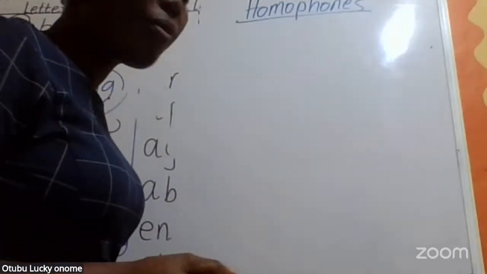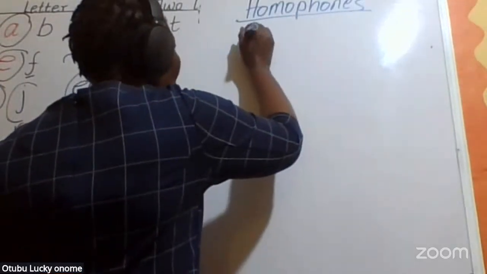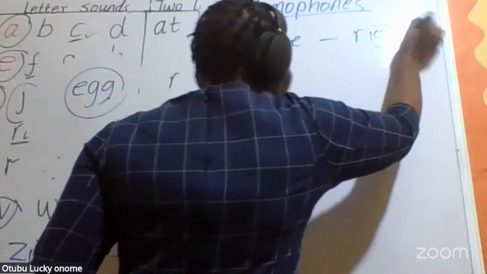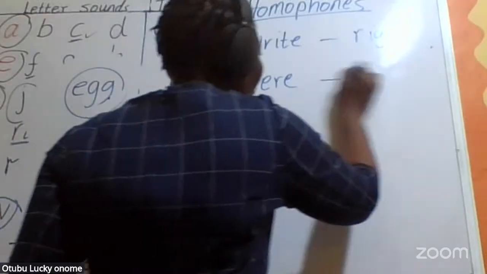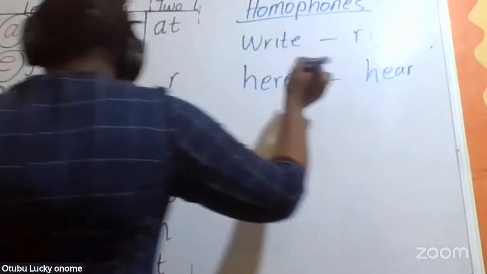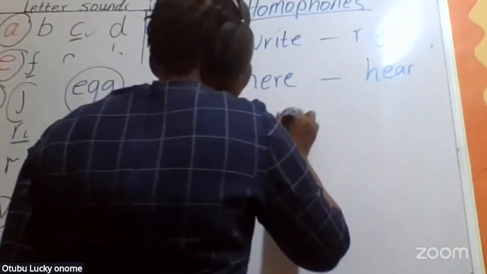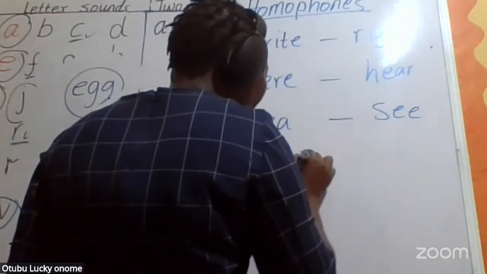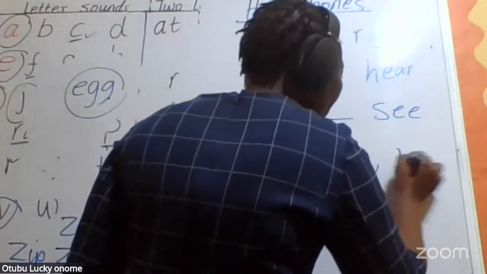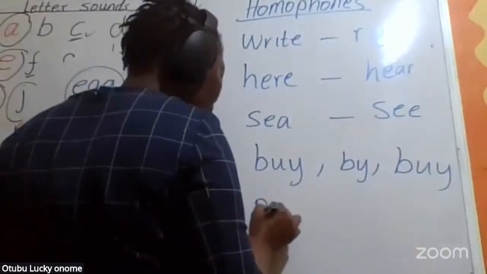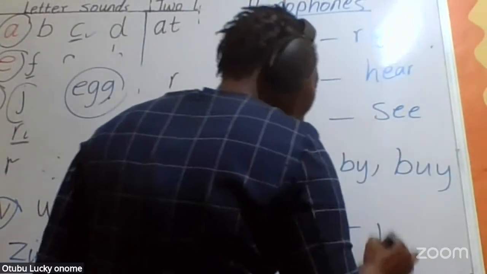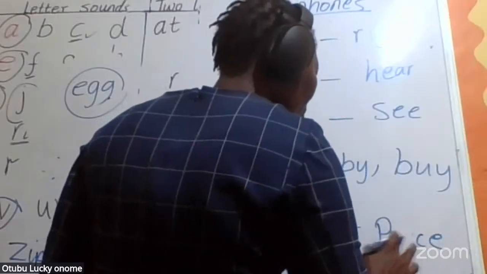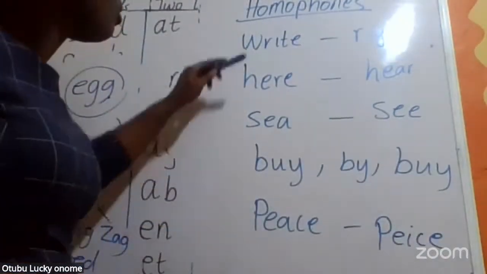So we are to know our homophones. Let's look at examples of some homophones. We have right and write, here and hear, sea and see, buy and by, and peace and piece.